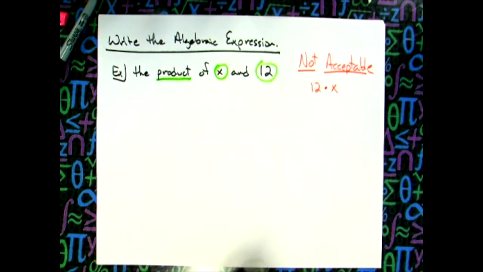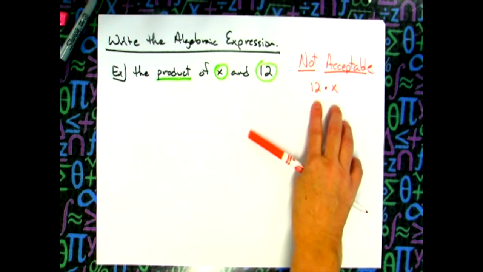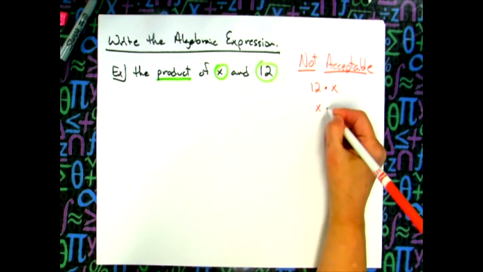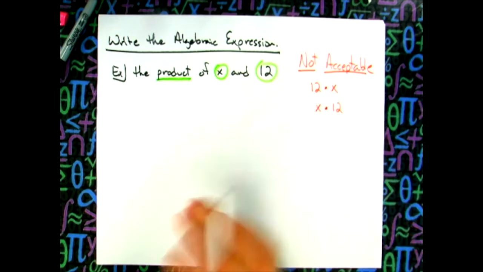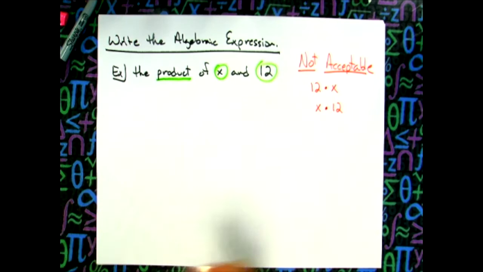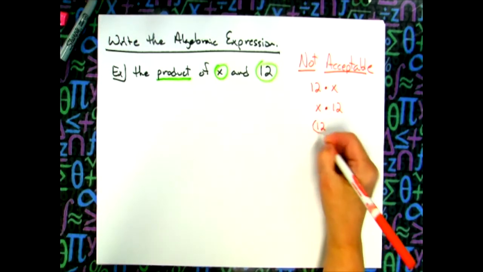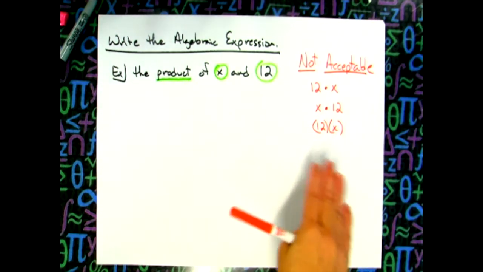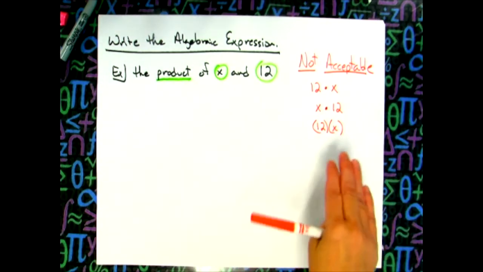Not acceptable. I will not let you do 12·x. You can't use that dot in there. Does this tell me two things are being multiplied together and one of them's 12, one of them's x? Yes. However, it's not a high school way to write an algebraic expression. I'm not going to let you do an x and then a dot and then a 12. So you can't use a dot in there at all. I'm not going to let you put a set of parentheses around them, because you were taught in middle school parentheses mean to multiply. But we don't write a number times a letter in that way.